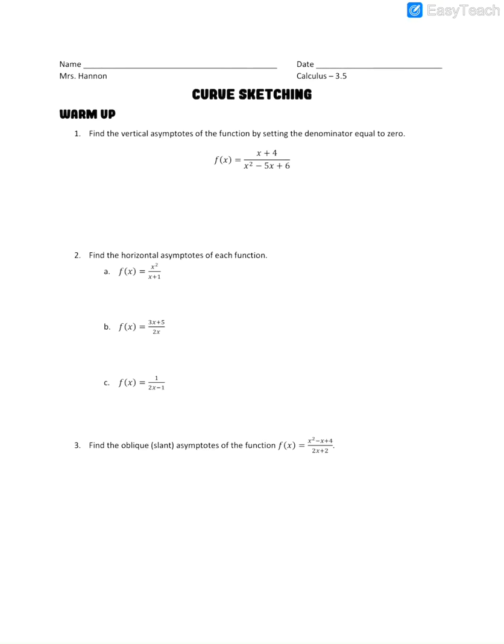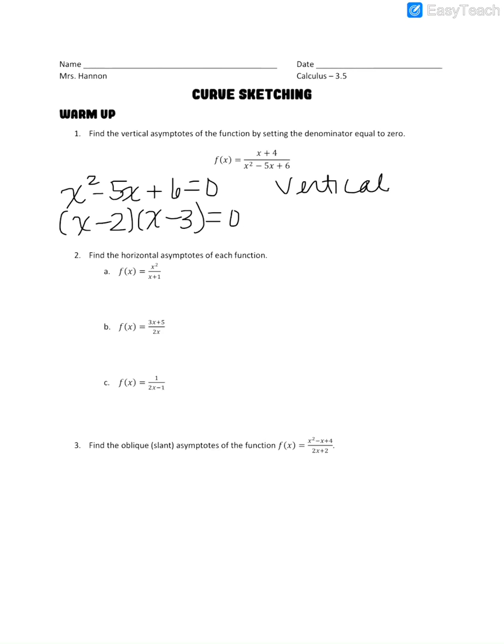All right, so let's look at this. This is a great review of all the different ways that we have asymptotes and how to find them. So number one is vertical asymptotes. Remember, to find your vertical asymptotes, you're going to set the denominator equal to 0. So this one we would have x squared minus 5x plus 6 equals 0. We'll factor that: (x minus 2)(x minus 3). And so I'm going to have my vertical asymptotes at x equals 2 and x equals 3.